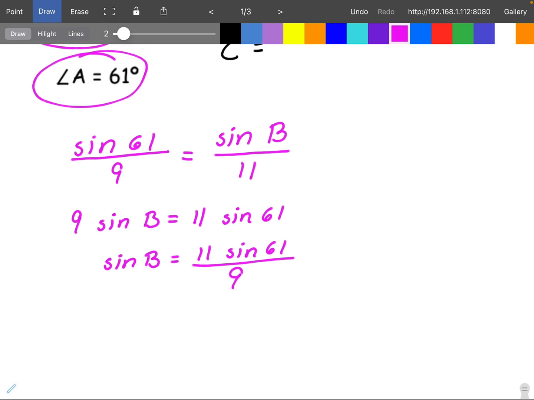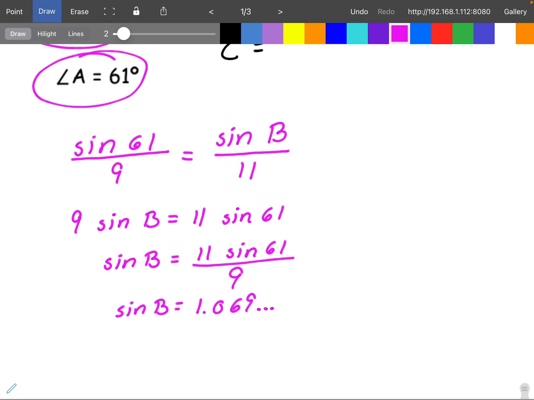Now, when I type this in the calculator, I'm going to do kind of the same thing. I'm going to type this in, hit enter, then divide by 9, and I'm going to get a decimal. However, that decimal is not actually going to be my angle. So if I type in 11 sine 61, hit enter, divide by 9, hit enter, I'm going to get 1.069 and some other stuff.